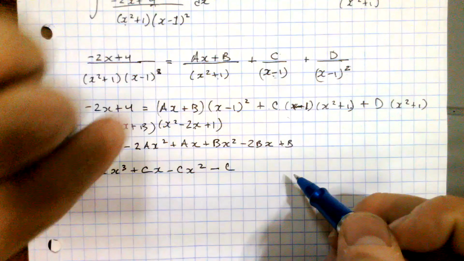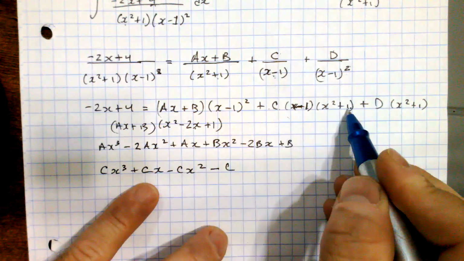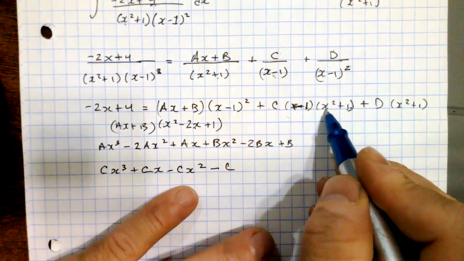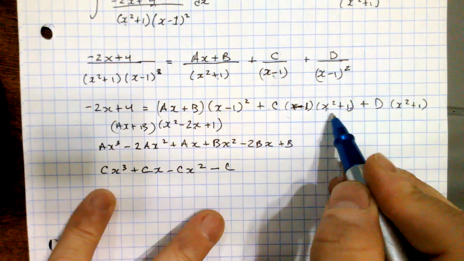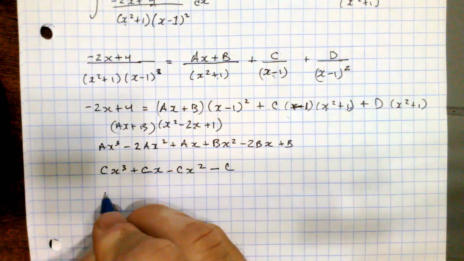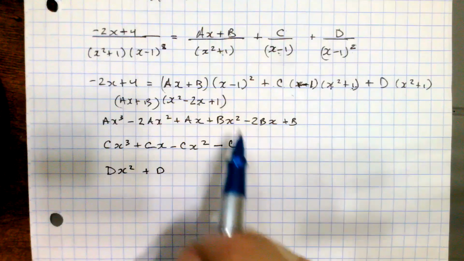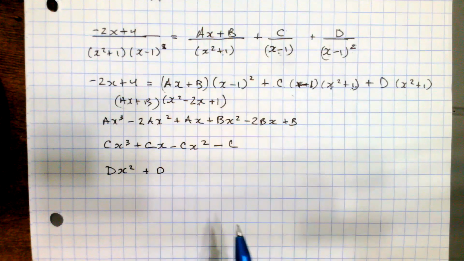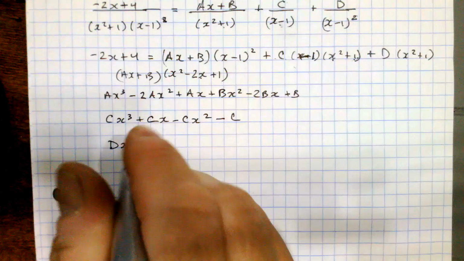Okay, 4 terms. x cubed, check. x, check. Negative x squared, check. And a minus 1, check. And that'll get multiplied by c. Okay, so that takes care of that one. And this one's already multiplied out, so this is just dx squared plus d. Okay, so now I'm going to rearrange these based on degrees of x.